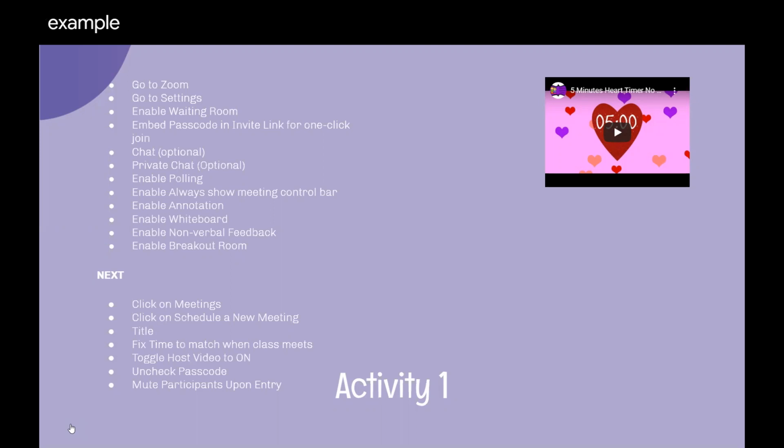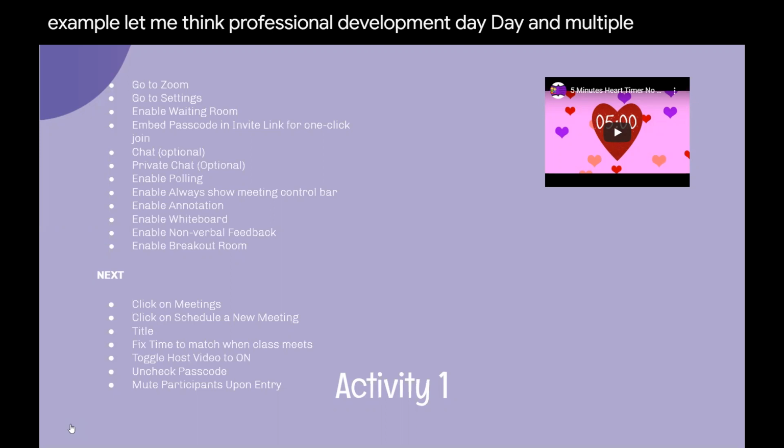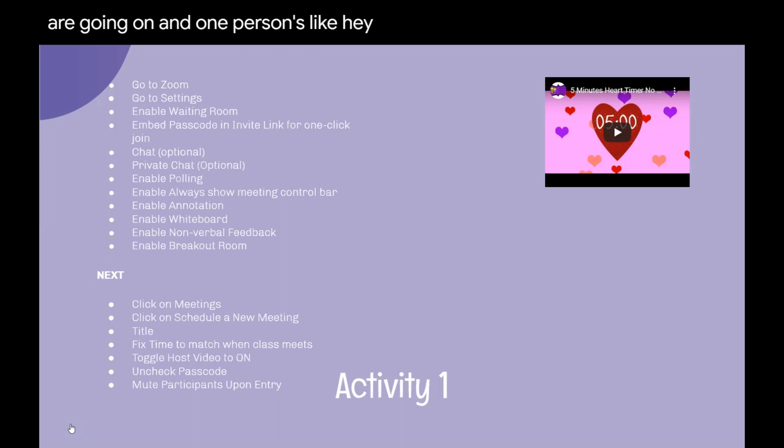So for example, a professional development day and multiple sessions are going on and one person's like, hey, I don't want to bother everybody. I'm going to do this all myself. And they try to set up all these meetings. What's going to happen is if one meeting runs long, in order for the next meeting to start, they will have to end the first meeting, even if people are there, even if there's an alternative host. So keep in mind that alternative hosts will be the host if you leave, but you can't start another meeting even if you do leave.